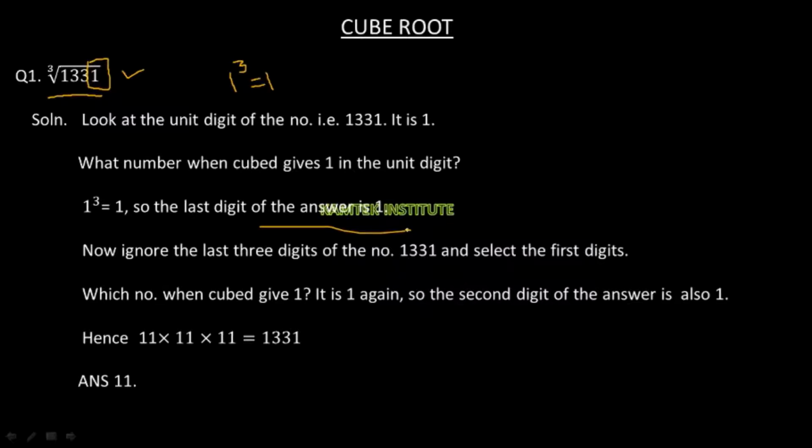Once you have done this, now ignore the last 3 digits of the number and focus on the first digit over here, and that again happens to be 1. Now what number when cubed gives 1? That again is 1 cube is 1. So that means the second digit of the answer is again 1. So the answer that you're looking for is 11. 11 is the cube root of the number 1331, as 11 into 11 into 11 is 1331. So your answer is 11, right? It's very simple. You could solve it within a few seconds, right?